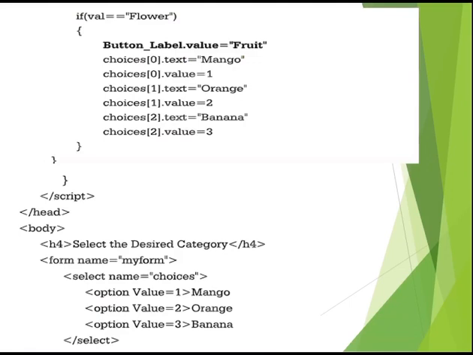Then close the script tag, close head, open body tag, and we are going to design a form over here. So select the desired category. Form name is equal to my form. Select name is equal to choices. Option value 1 is equal to mango, option value 2 is equal to orange, option value 3 is equal to banana. Then close your select tag.